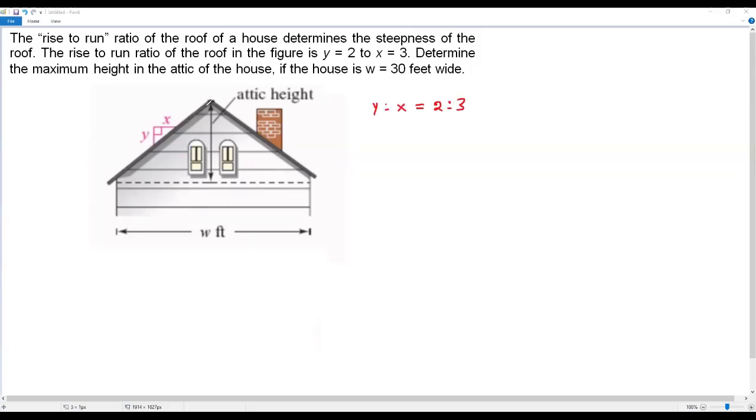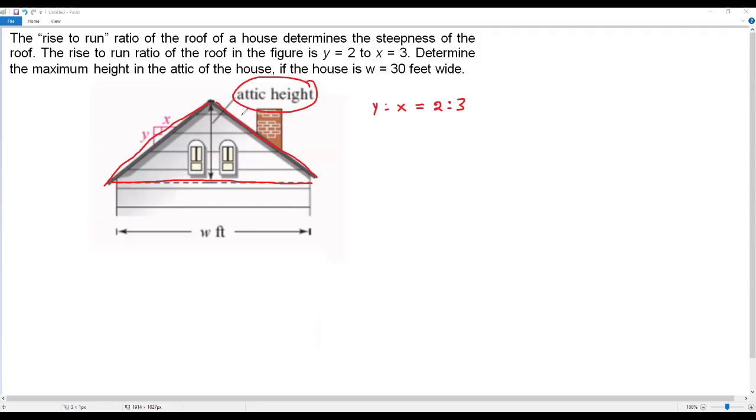Okay, for any house, the roof on the left side and the roof on the right side over here must be equal. So then it forms an isosceles triangle, so the two sides are equal. Then the attic height gives the altitude of this triangle.